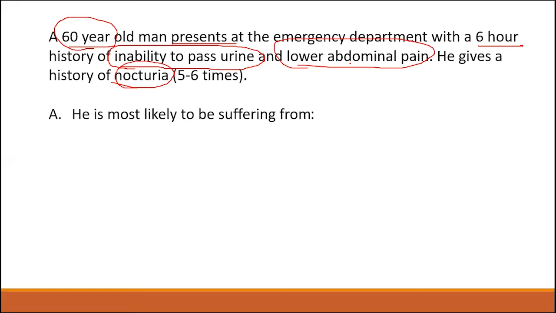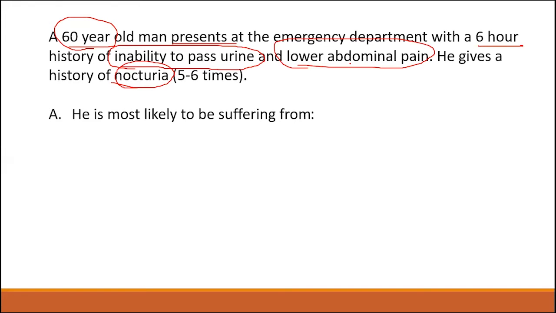But it doesn't just happen. It could happen as a result of something, so it is secondary to something. And looking at the age of the man, 60 years, you are thinking of acute urinary retention secondary to BPH, benign prostatic hyperplasia, or prostate cancer.